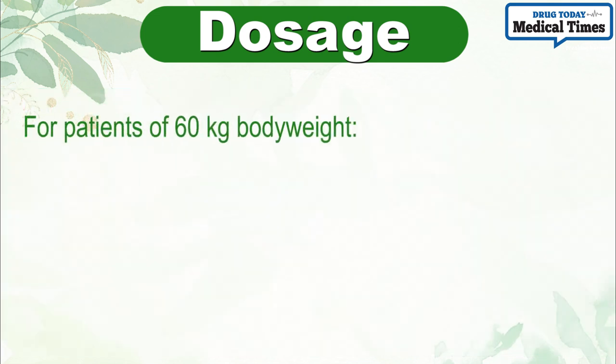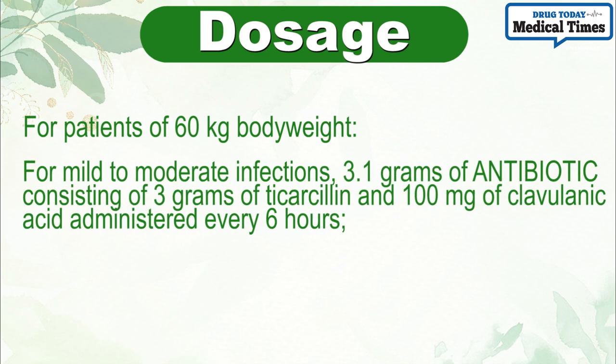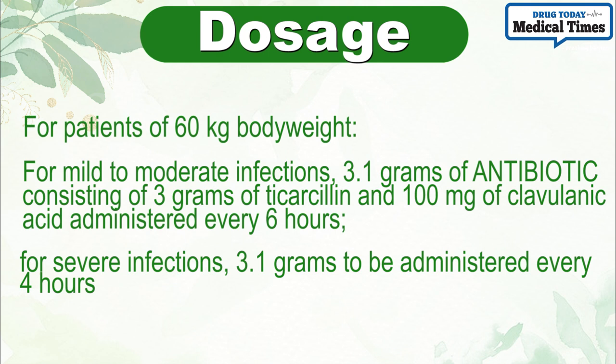For patients of 60 kg body weight or more: for mild to moderate infections, 3.1 grams of antibiotic, consisting of 3 grams of ticarcillin and 100 mg of clavulanic acid, administered every 6 hours. For severe infections, 3.1 grams to be administered every 4 hours.